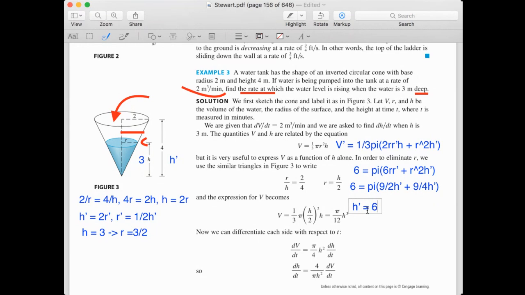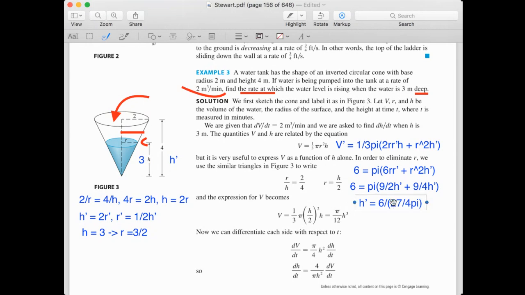divided by 9 over 2 plus 9 over 4. Well, that's 18 over 4 plus 9 over 4. That's 27 over 4, 27 over 4 pi. So I factor out h prime, then I divide both sides by the factor of h prime, which is pi times 9 over 2, that's 18 over 4, plus 9 over 4, is 27 over 4. So 6 divided by 27 over 4 pi.